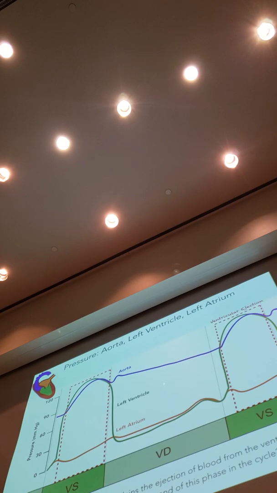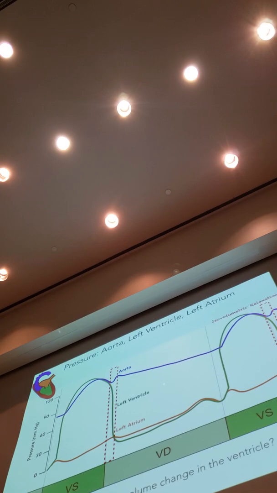Okay. And then we'll move into filling after that. We have an isovolumetric relaxation. And filling can occur when the atrial pressure is greater than the ventricular pressure. So all of these stages we can define on the basis of pressure changes.